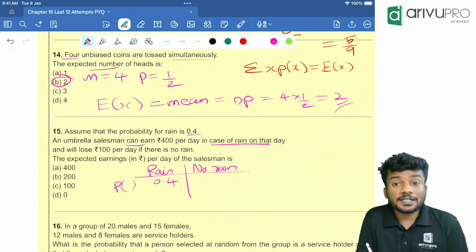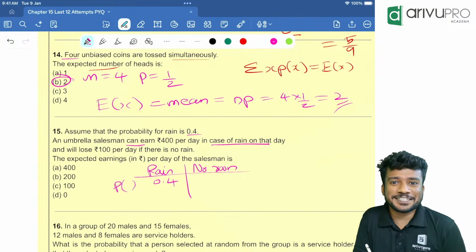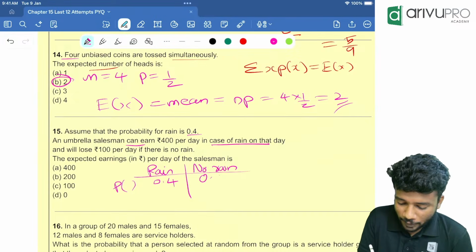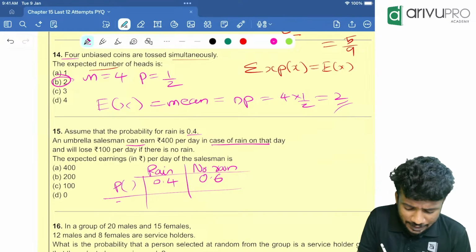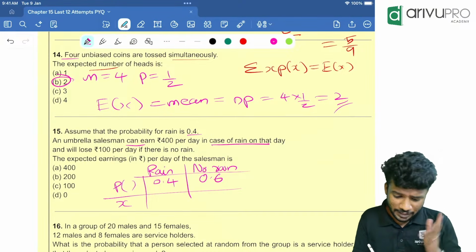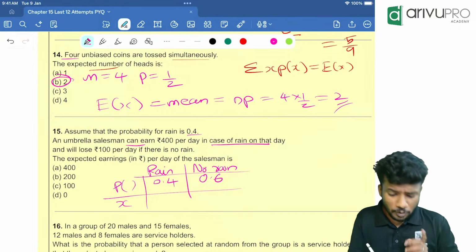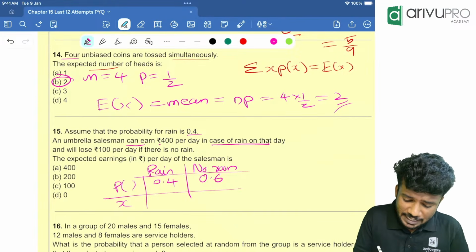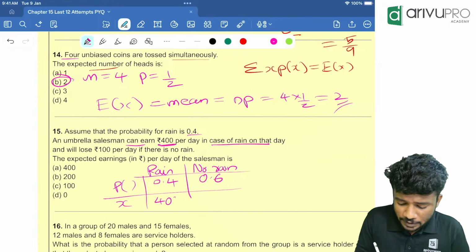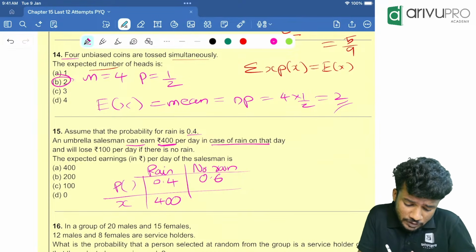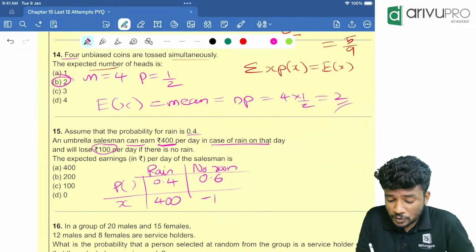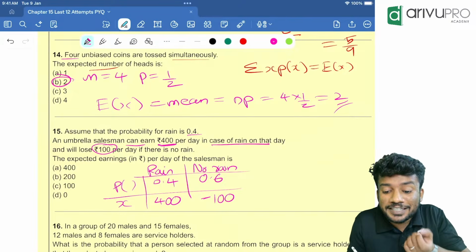That means not raining will be how much now? 1 minus 0.4, that is equal to 0.6. Then, how much amount is he earning? I'll write it as x here itself so that we can use the formula directly. x is the amount he is earning. If it is raining, he is earning 400 rupees. Then, if it is not raining, how much is he losing? 100 rupees. Lose means you should write with minus. So, it is minus 100.